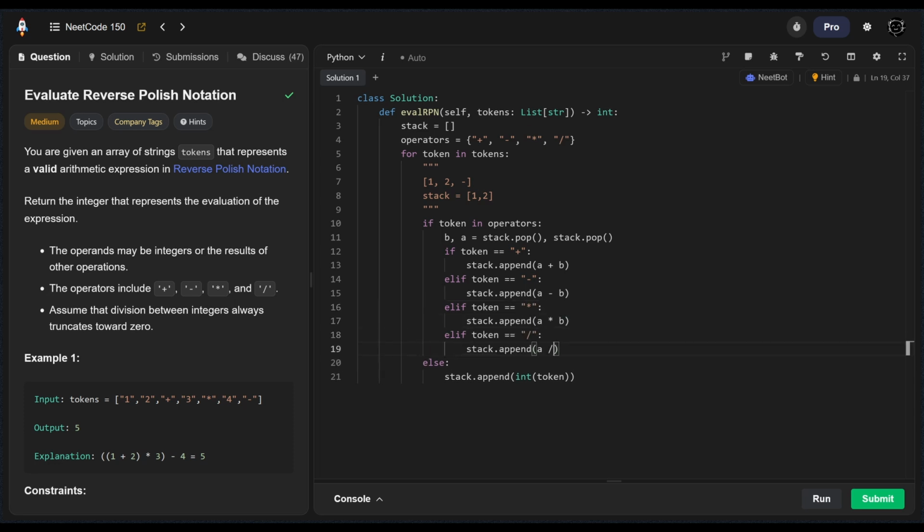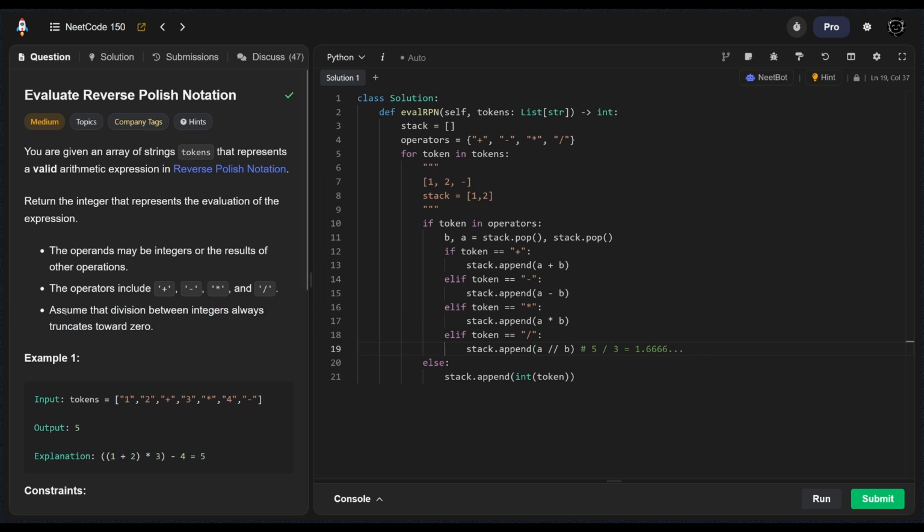Now for division, if you just do a divided by b, this is actually going to give you a decimal, possibly. Like if a happens to be 5 and b happens to be 3, this will give you like 1.666 blah blah blah, right? So to avoid having floats, there are actually two ways to go about this. Well, the first time I was solving the problem, I was like, oh, okay, I'm just gonna do the double slash. And doing double slashes is actually wrong.